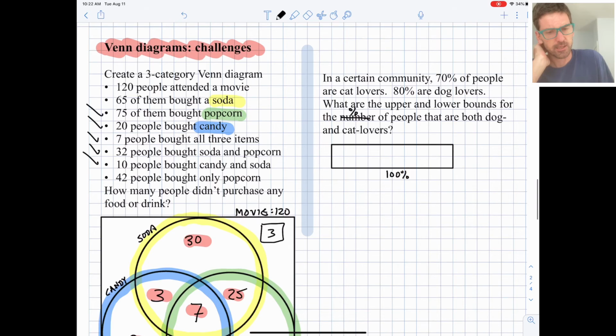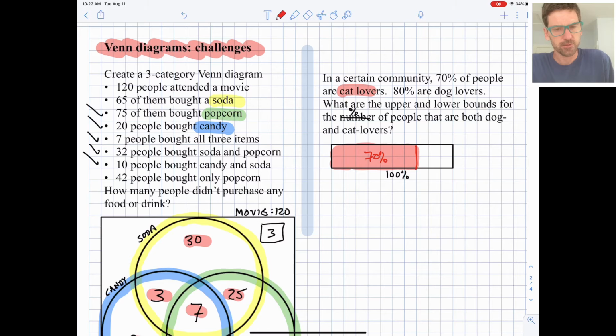And let's put cat lovers in red. We have 70% of people are cat lovers. So let's get that locked in here: 3, 4, 5, 6, 7. So that's our cat lover zone right there, and that's 70%.